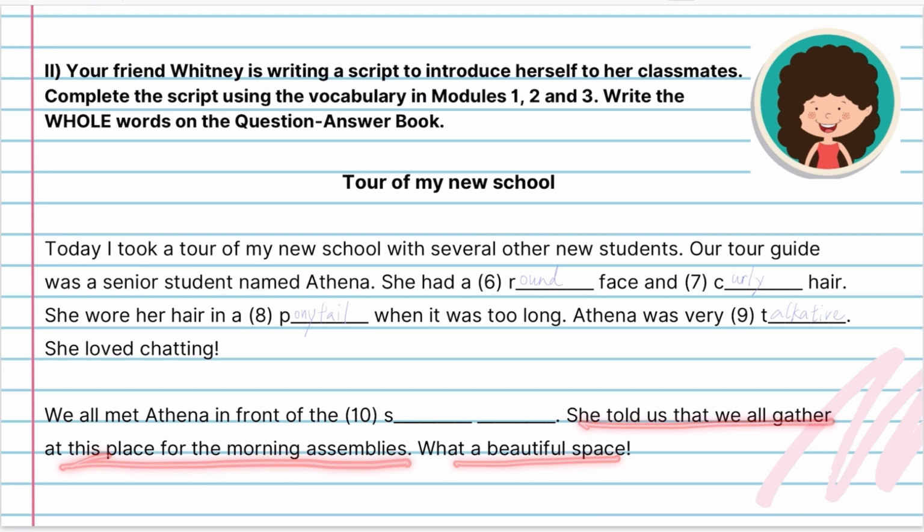Okay, so this is the tip. So this blank must be describing a place. Now, boys and girls, please think. Where do you gather for morning assemblies every Wednesday? There are two blanks here, and the first blank starts with S. Yes, you are right. That's the school hall.